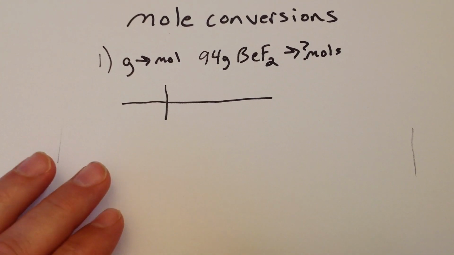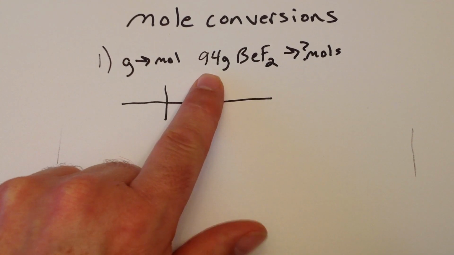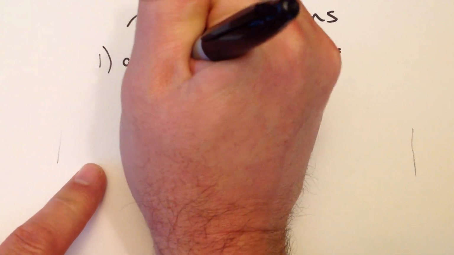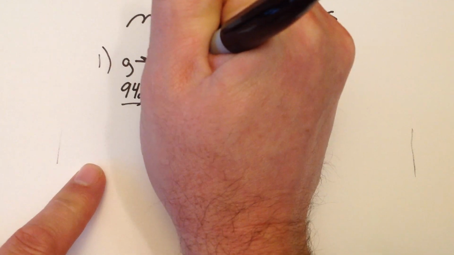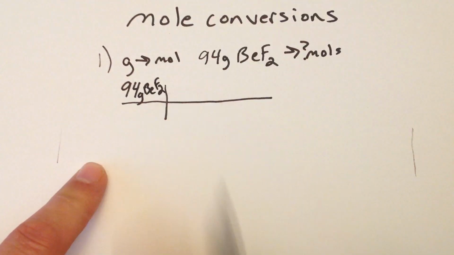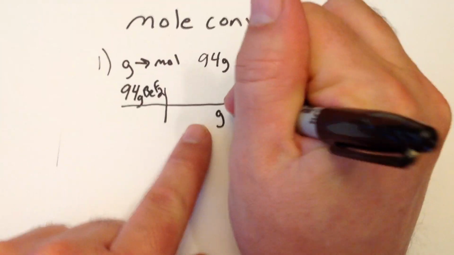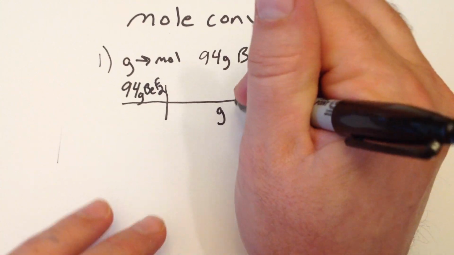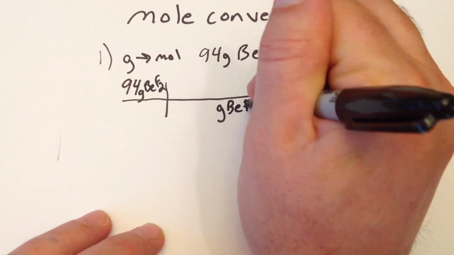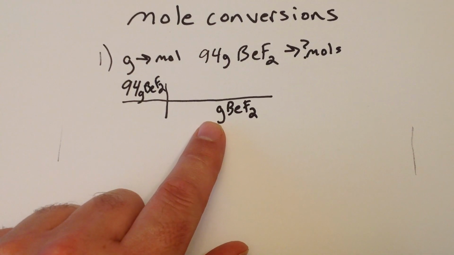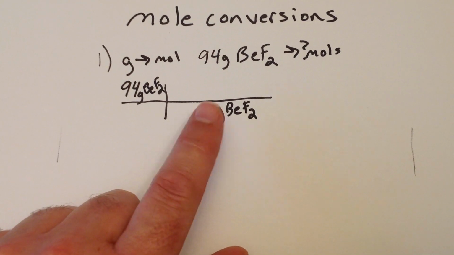So we'll start off with what we're given. We're given 94 grams, so we'll put 94 grams of BeF2. Now what has to go on the bottom? We know that has to be grams of BeF2. Now, one thing to remember from molar mass, remember it was in grams.